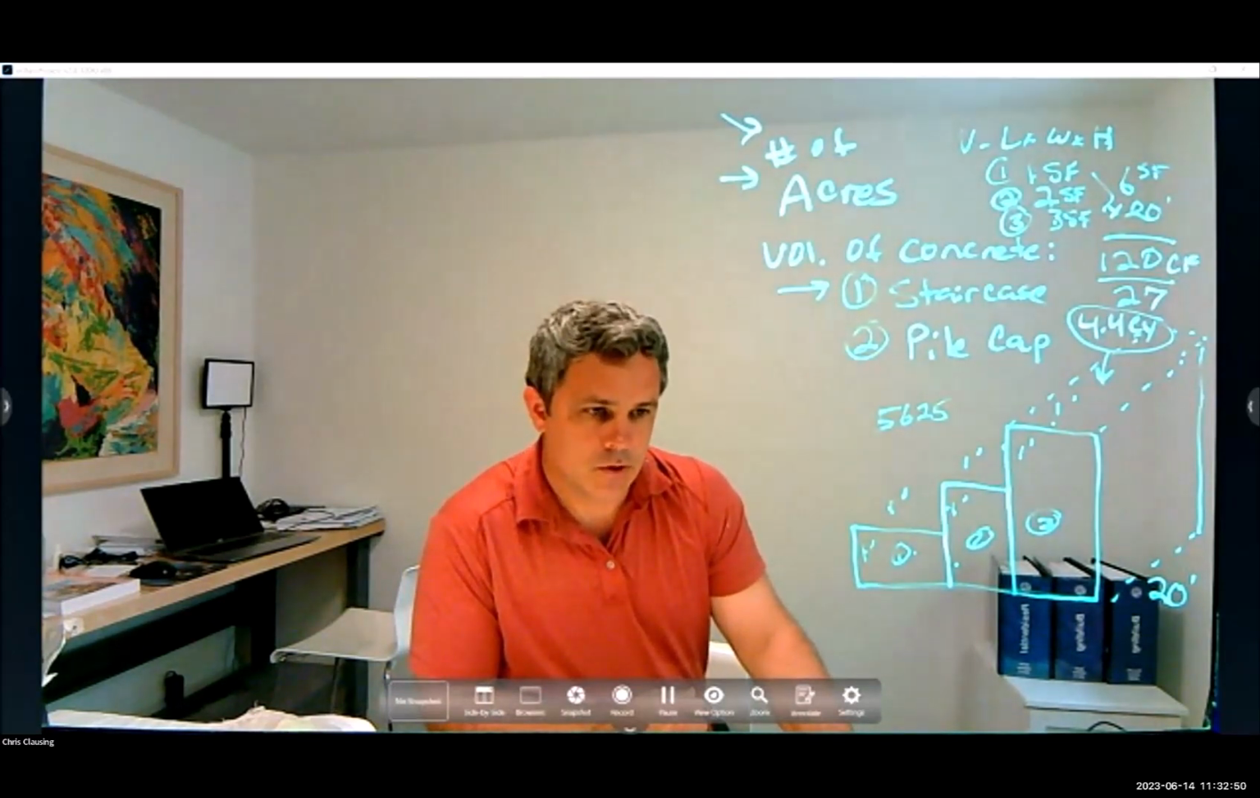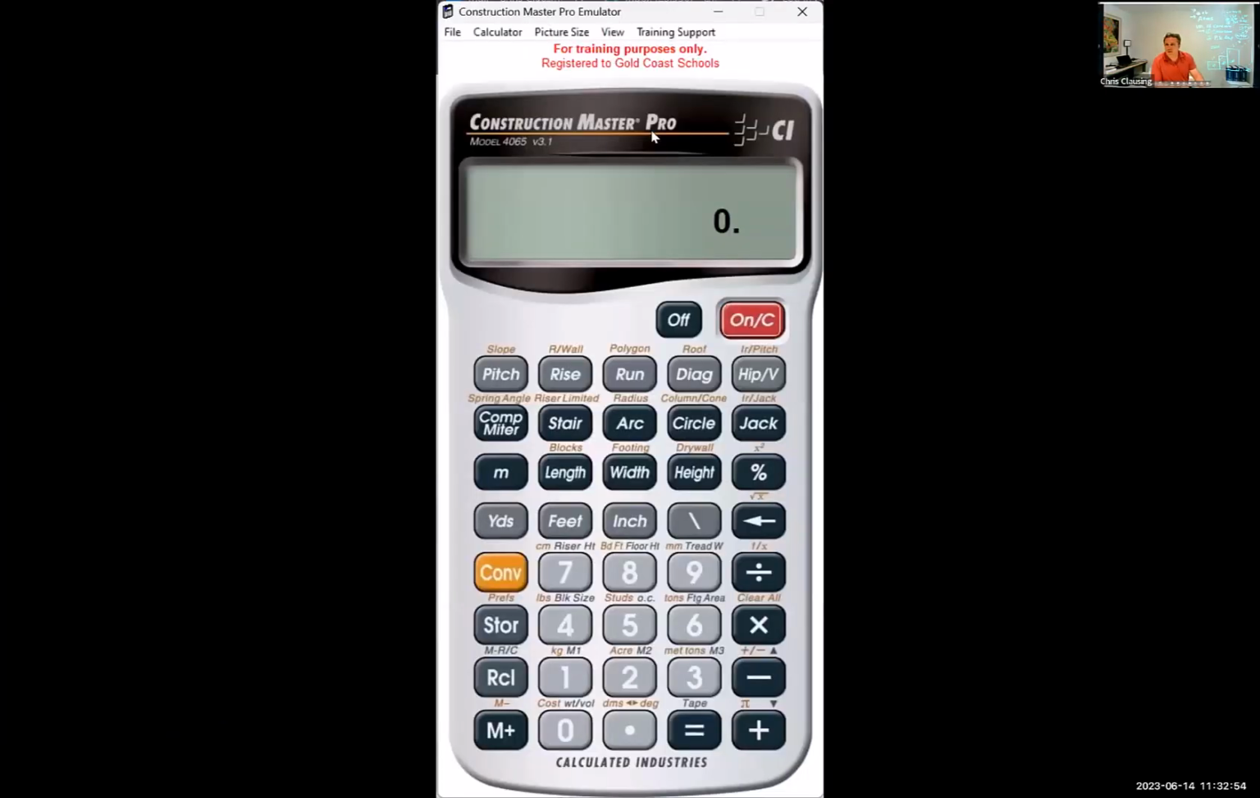Okay, bear with me. Let me pull that up. All right, so yeah, some of the basic functionality here. You can see the calculator, right? Yep. All right, so for acres is right above the number 2.